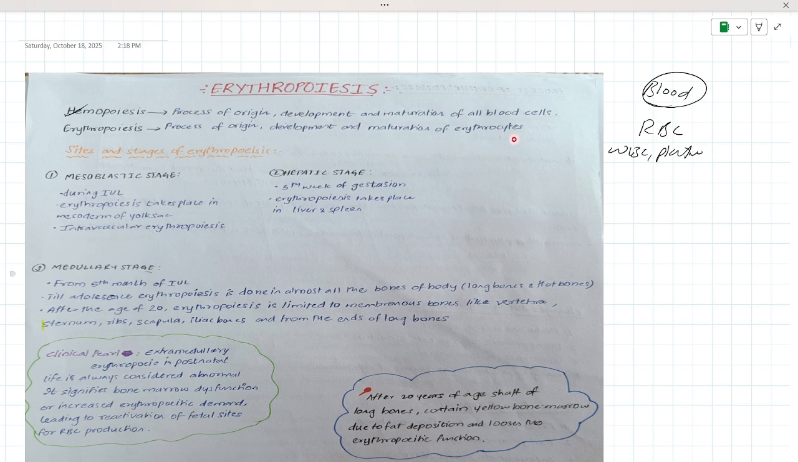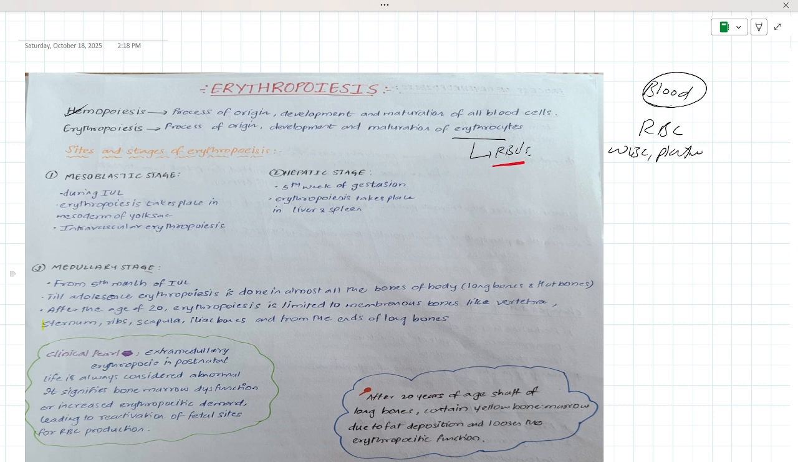Now let us try to understand the definition of erythropoiesis. Erythropoiesis is the process of origin, development, and maturation of erythrocytes. Now, what are these erythrocytes? These erythrocytes are simply the RBCs. So in short, the synthesis of RBCs is known as erythropoiesis. Erythropoiesis occurs at different sites and different stages in our lifetime.